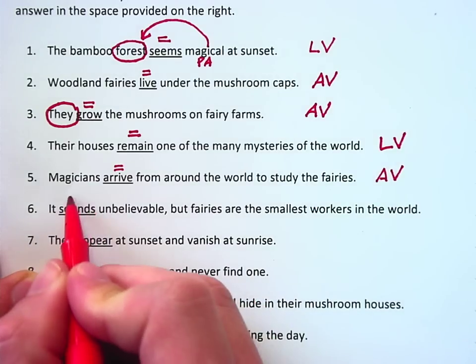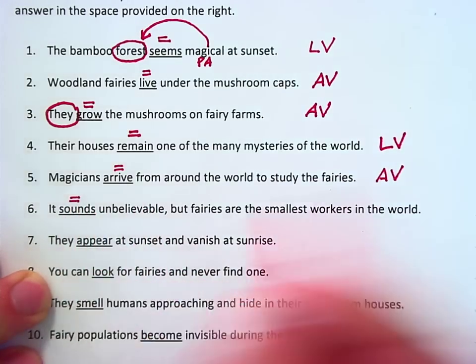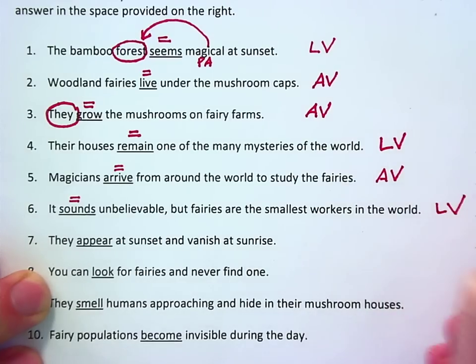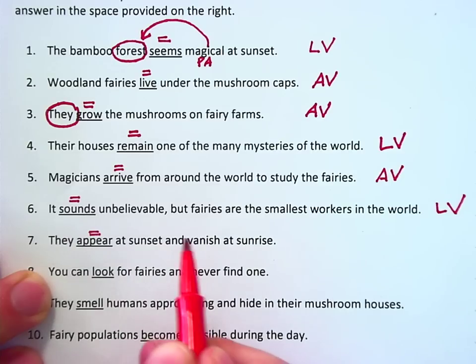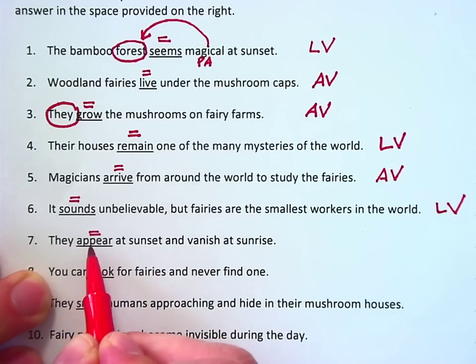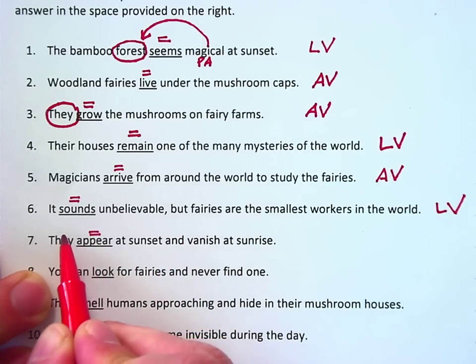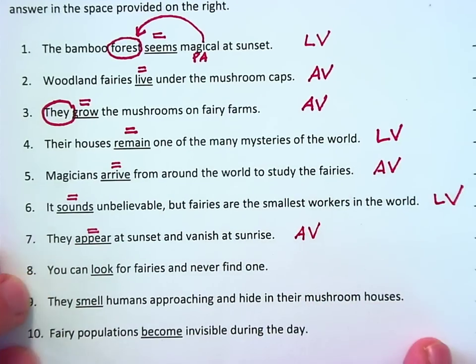It sounds unbelievable. It equals unbelievable. It is unbelievable. This is a linking verb. They appear at sunset. They equal at sunset. They are at sunset. This doesn't quite make sense. And appearing is something that they are doing. So I know that this is an action verb.